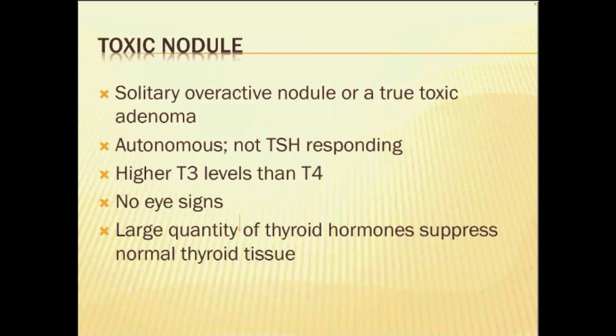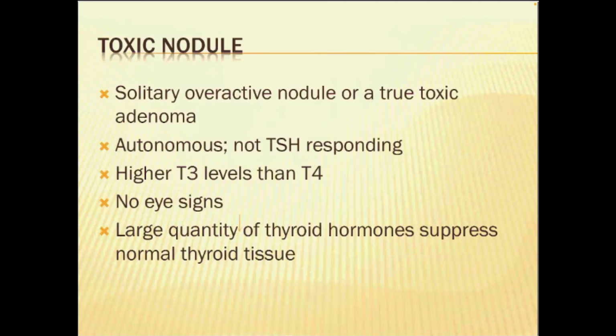So, solitary nodular goiter. This can also be toxic or non-toxic. A solitary overactive nodule can be a true toxic adenoma. It can be an autonomous nodule. What does autonomous nodule mean? It secretes T3 and T4 irrespective of TSH effect. Even if there is no thyroid stimulating hormone, this nodule will keep on producing T3 and T4. Here, there will be increased T3 rather than T4, and no eye signs will be present in case of solitary nodular goiter.